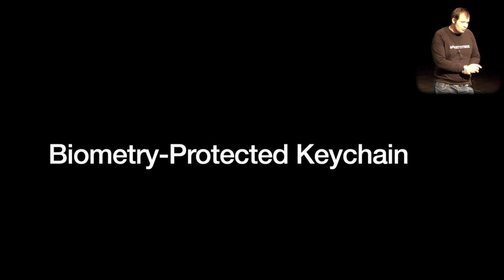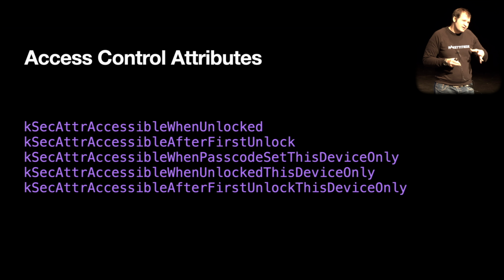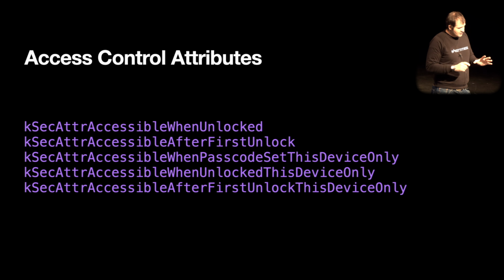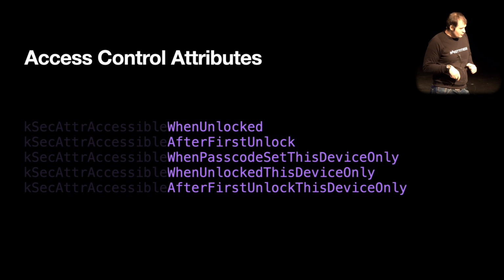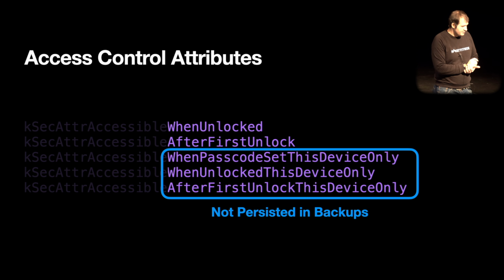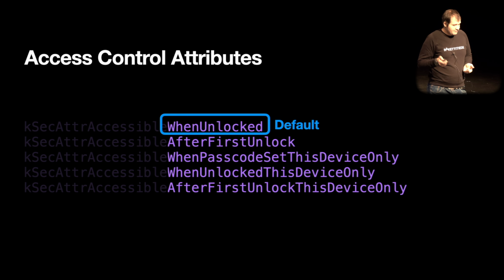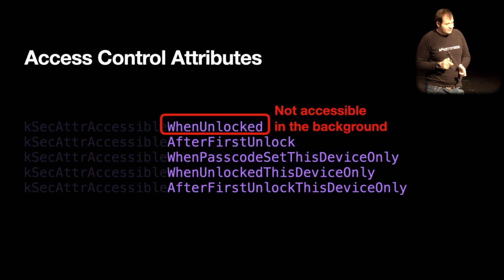And the last thing I wanted to mention is the access control attributes. The biometric protection is not really an access control. It's not fitting in this group. These are more about when the keychain is accessible and not. And if we hide the repeat part, really there's 3 of these that persisted in backups. That's when passcode set this device only, when unlocked this device only, and after first unlock this device only. The default one is when unlocked, and just keep in mind that this is not accessible in the background.